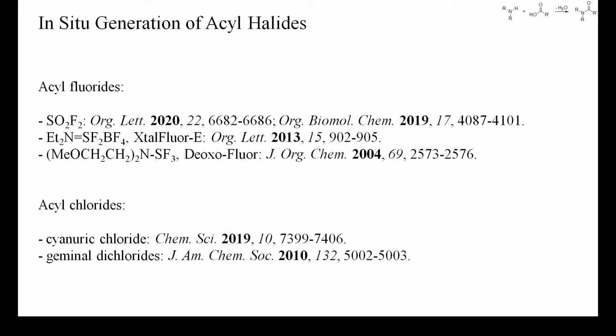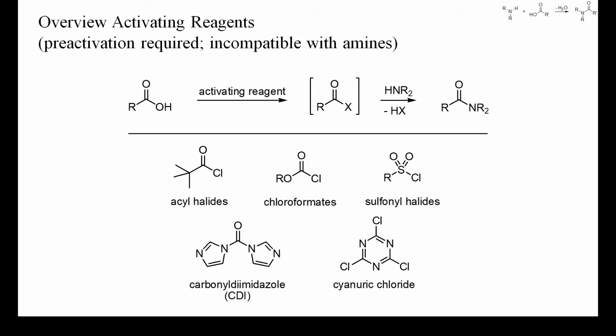Acyl chlorides can be generated in situ by treatment of carboxylic acids with cyanuric chloride or with geminal dichlorides. Now I show you some specific examples of the use of activating reagents that are not compatible with amines and where the amine can only be added to the reaction mixture once the activation is complete.